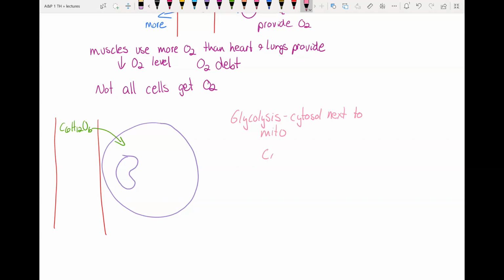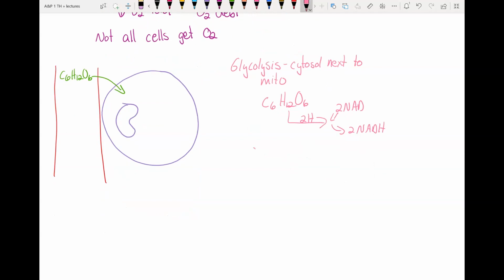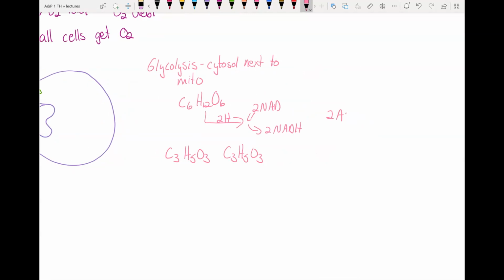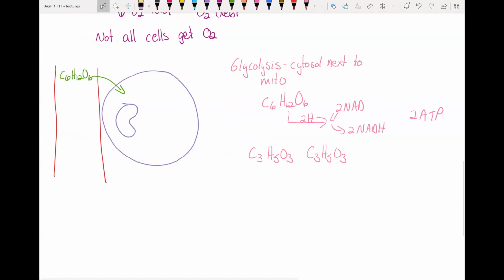So we're going to take that glucose and we're going to pull out 2 hydrogens. We're going to have our 2 carriers come along to pick them up. Then we're going to take what remains, break it in half, so we get our 2 pyruvates. And we have a net gain of 2 ATP when we do this. Glycolysis can still happen just fine. Normally, those pyruvates would go into the mitochondria.